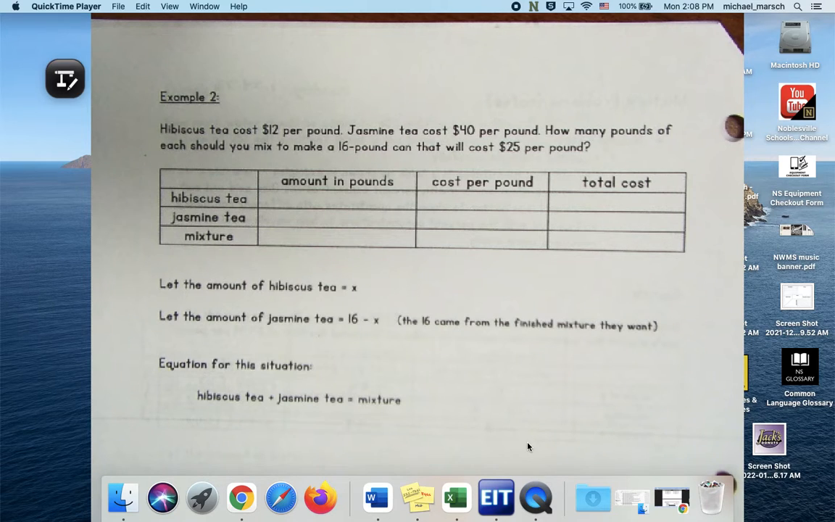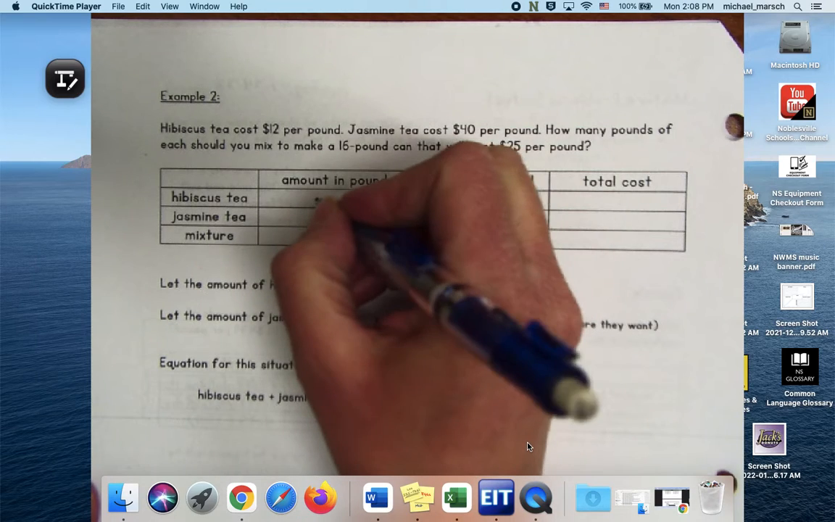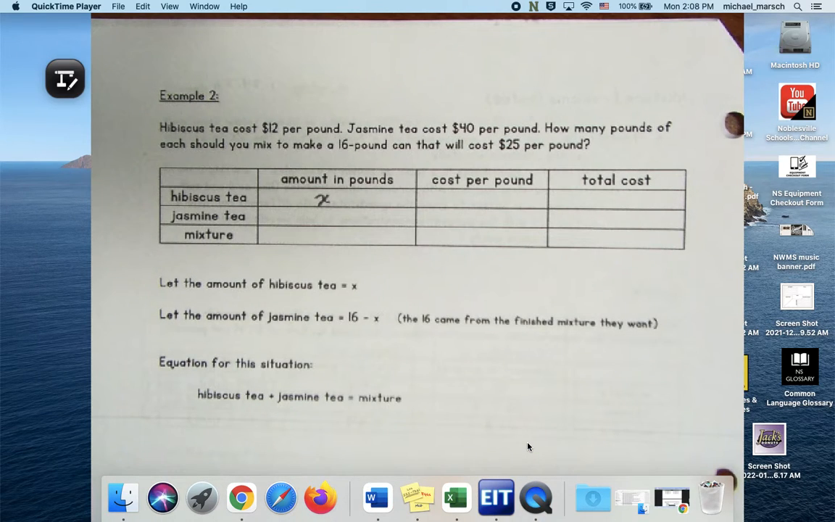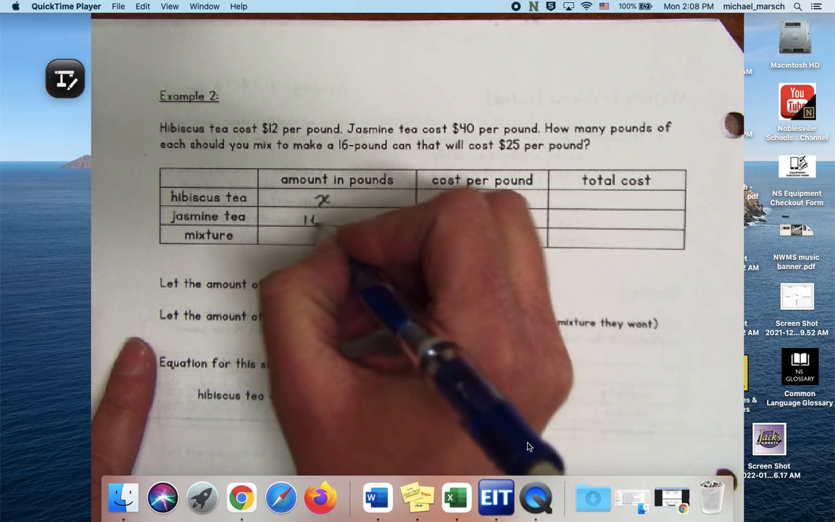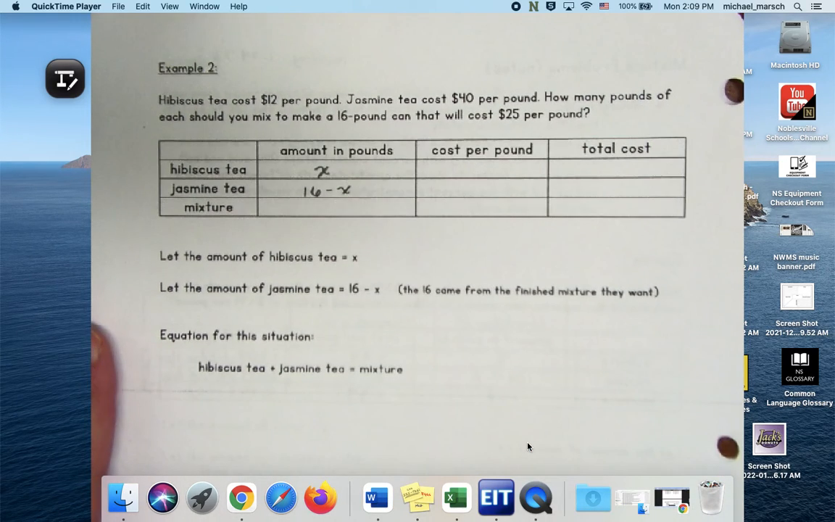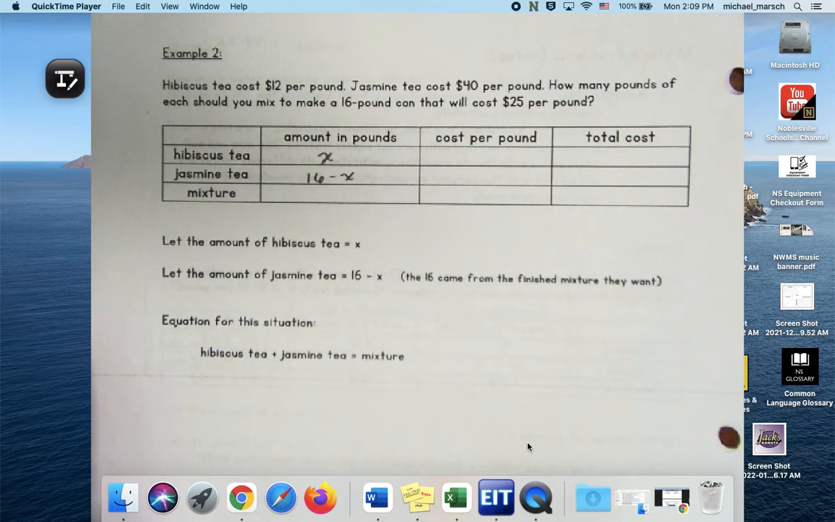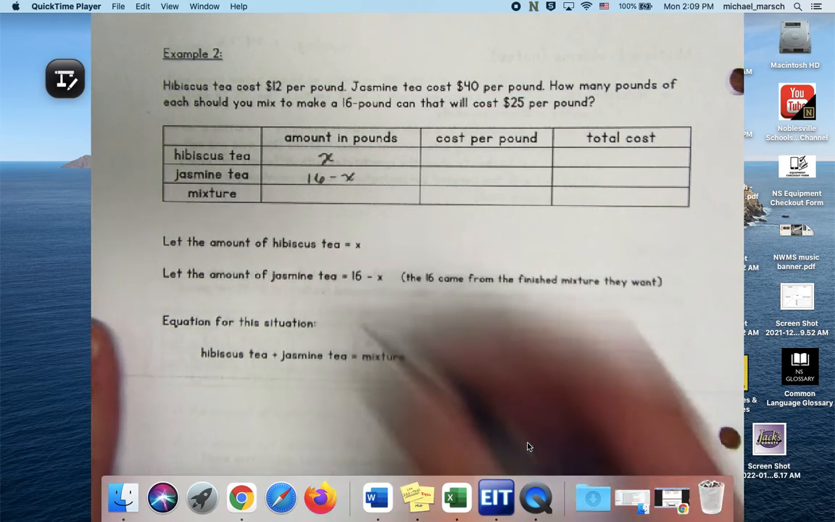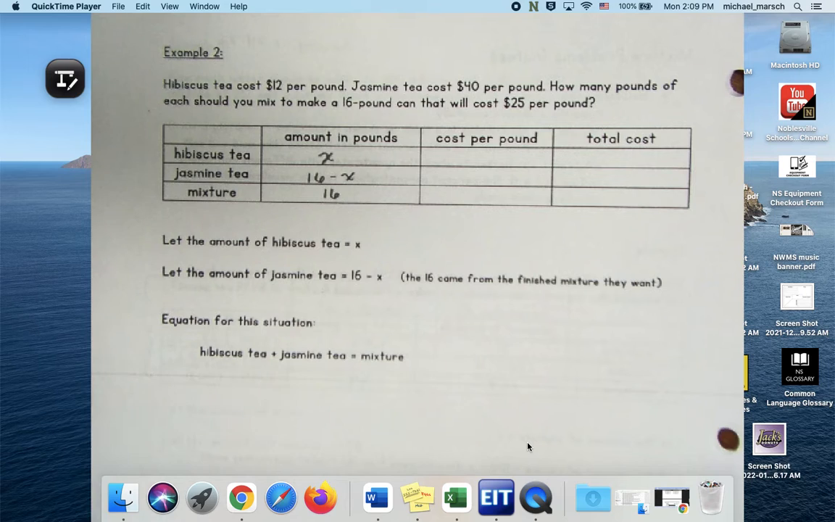Okay. All right, so it says let x equal the amount of hibiscus. Cool. Easy peasy. How many total pounds do I want? 16. So jasmine tea is going to be 16 minus that x, because once we figure that out, we'll subtract it, just like we did with the walnuts. And the mixture is 16.